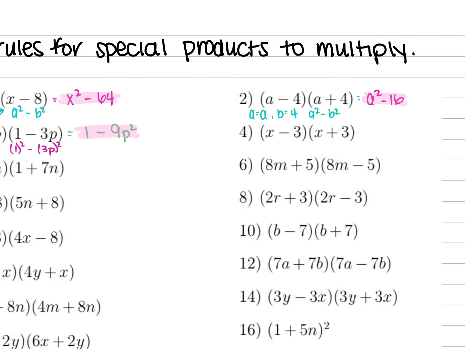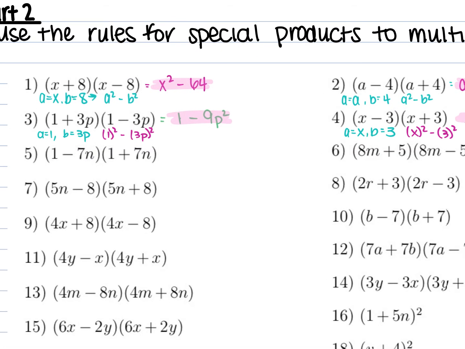For number 4, we have x minus 3 times x plus 3. So our a is the x, our b is the 3. Our x squared is x squared. That 3 squared is 9. So it's just x squared minus 9.